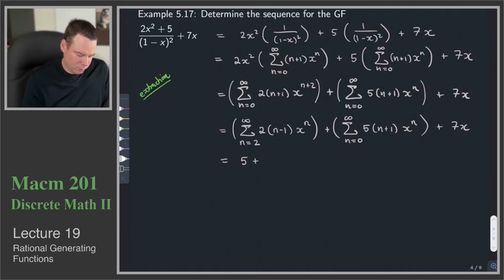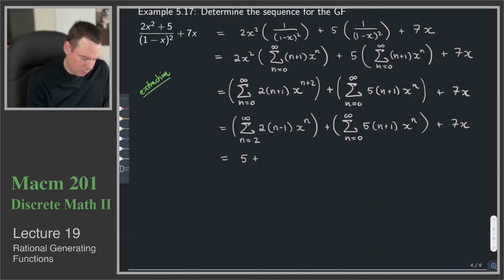What about linear terms? Well, I'm not going to get a linear term from this first one because it starts with n equals 2. The linear term from the second one is going to be when n is 1. And so that's going to give me a 5 times n plus 1, or a 5 times 2, which is 10. So I get a linear term from that one. But I also have this linear term hanging on the end. So I also get a plus 7 times x. So there's my linear term. And then from that point forward, we're going to get square terms, cube terms, and so on. And those are going to come from each of these series.